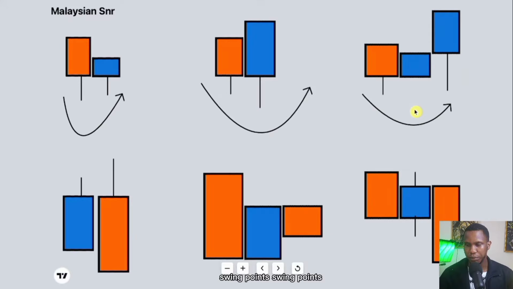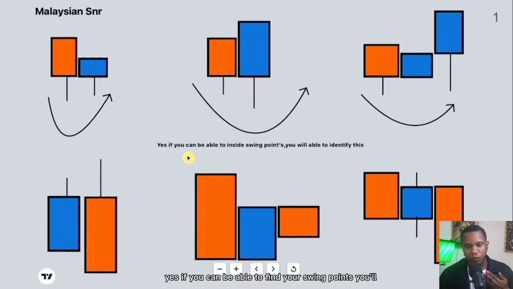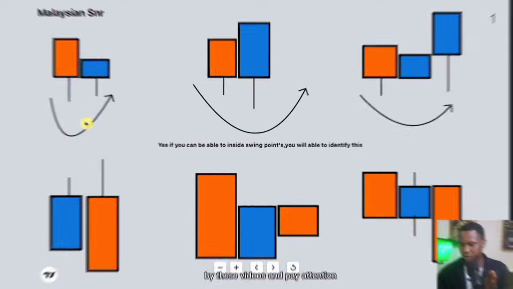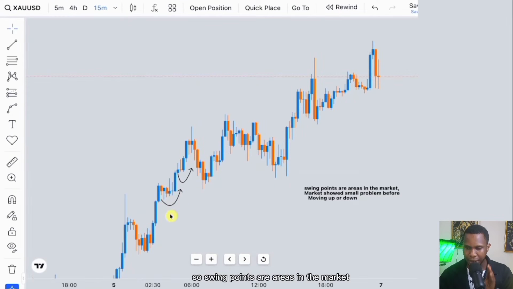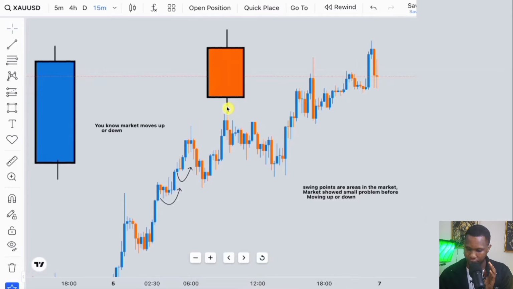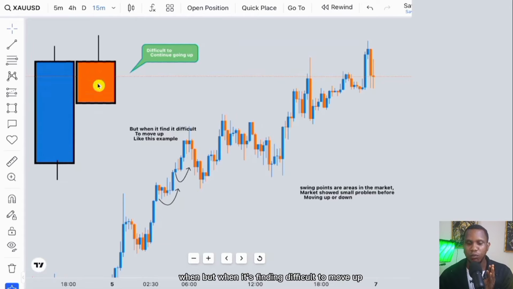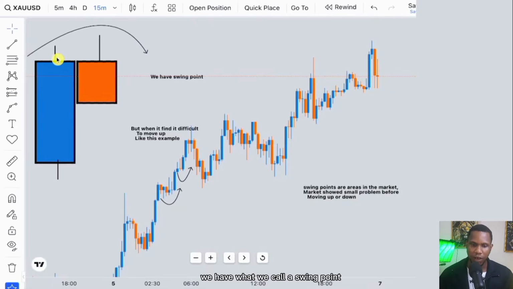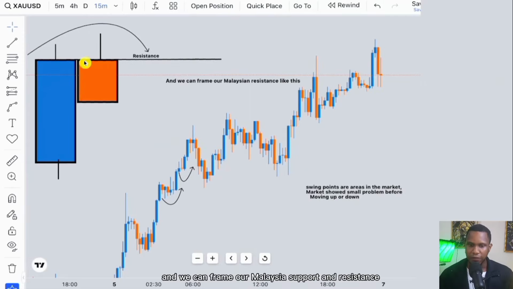Swing points. Yes, if you are able to find your swing points, you'll be able to identify your Malaysian support and resistance. Also, I'll be showing you a trick on how to map these in this video, so pay attention. Swing points are areas in the market that showed small problems before moving to the upside or downside. Market either moves up or it moves down. But when it finds it difficult to move up, like in this example right here, we have what we call a swing point. And we can frame our Malaysian support and resistance like this.